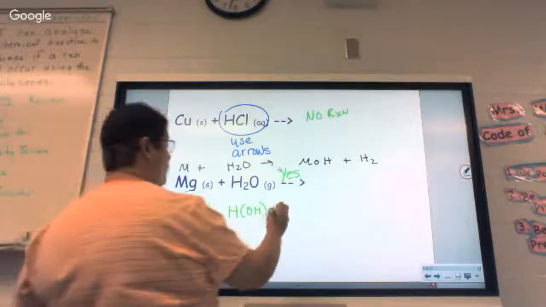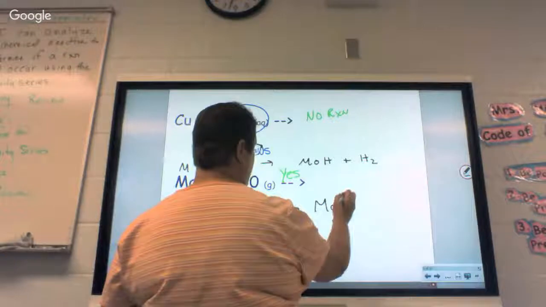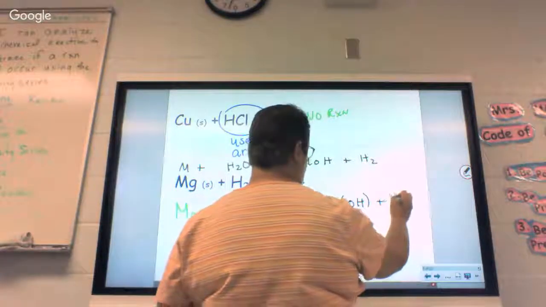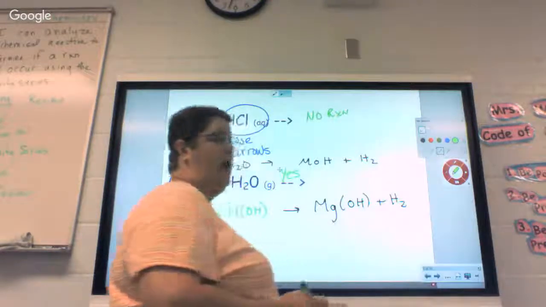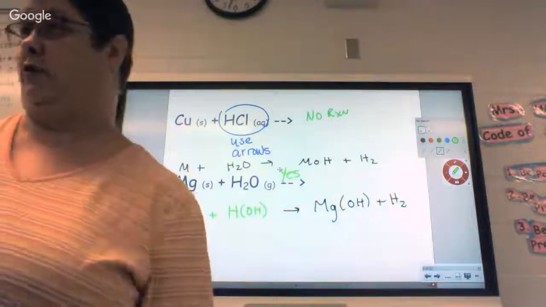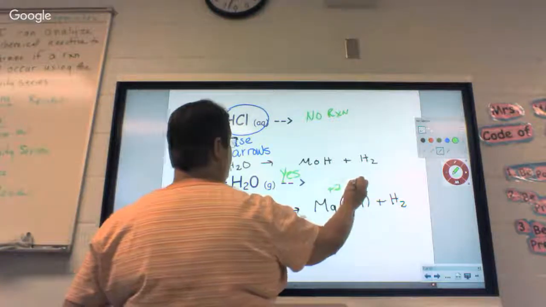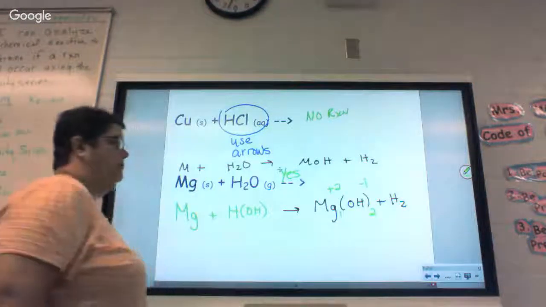Okay? So, whichever way you do it, you're going to get Mg with OH plus H2. And then you got a compound. So what do you got to do with that compound? Crisscross. So Mg is plus 2. And then OH is minus 1. Bring our 2 down. Bring our 1 down.